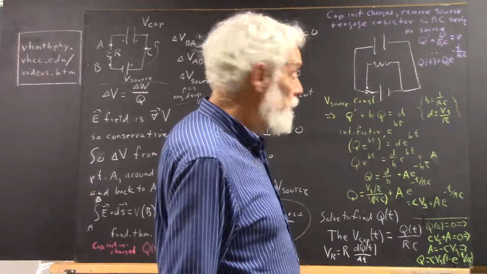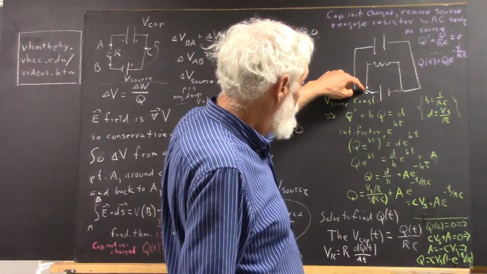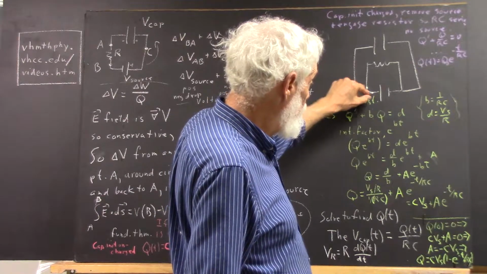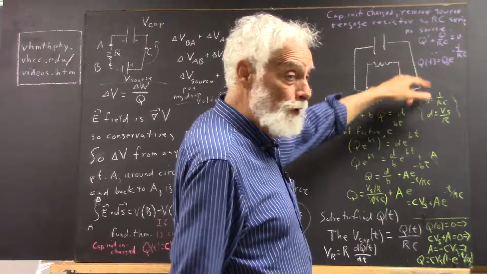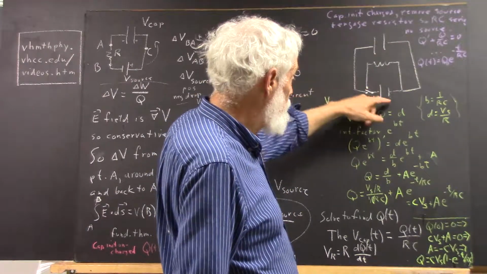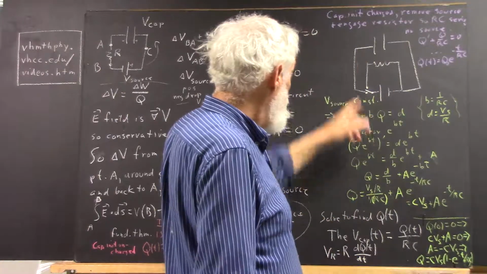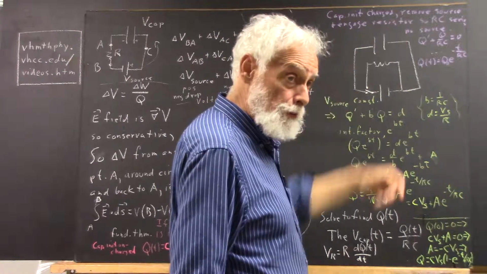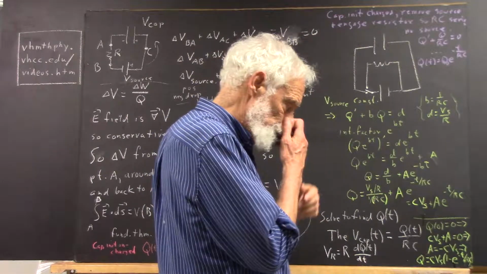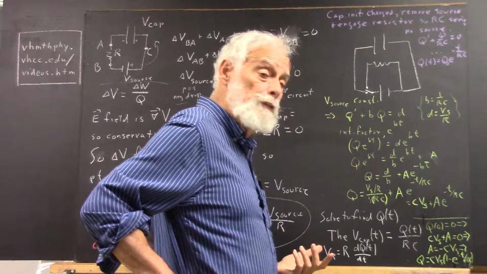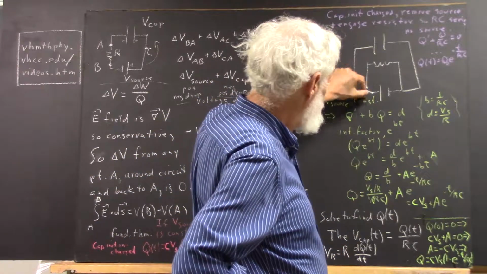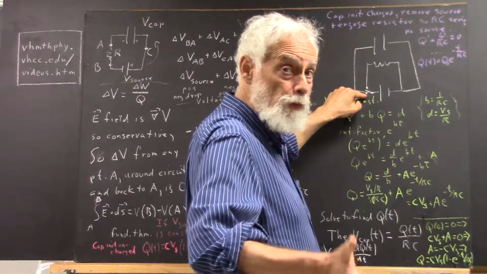In this case, we have a switch here that can go here or here. So we can complete the circuit here, in which case the source is interacting with the capacitor, or we can throw it over here, in which case the source is out of the picture and the capacitor and the resistor interact. In that case, we say, okay, let's just charge up the capacitor. We close this switch, go away for a while, come back.